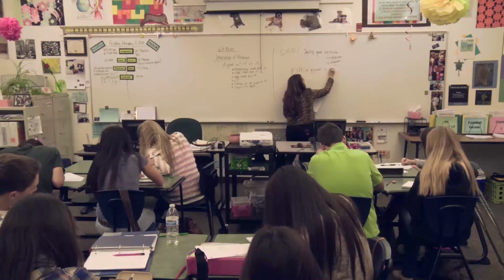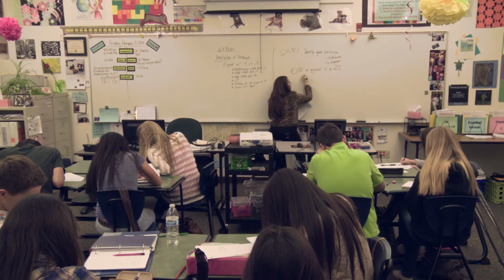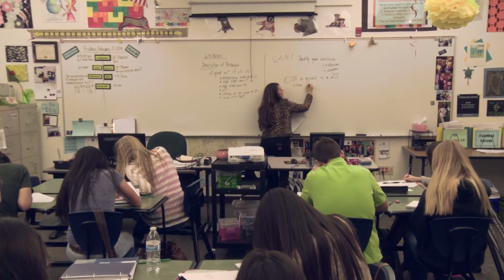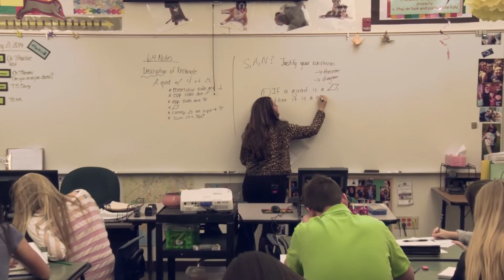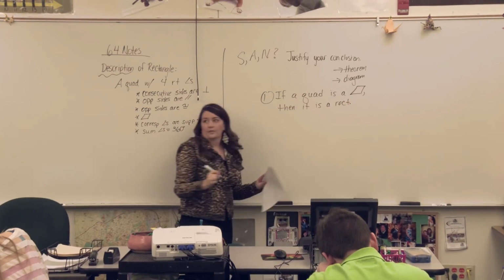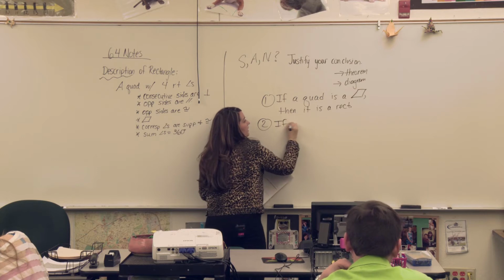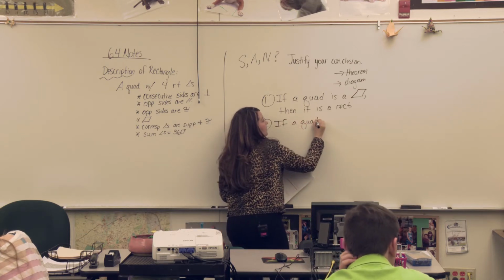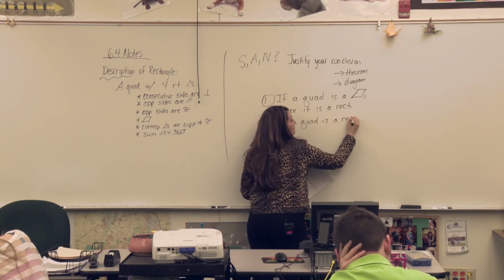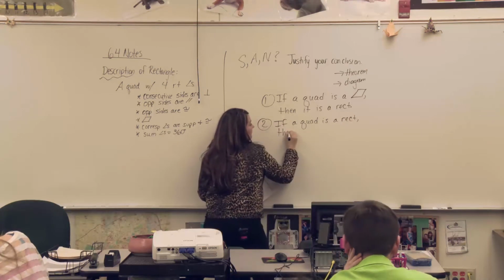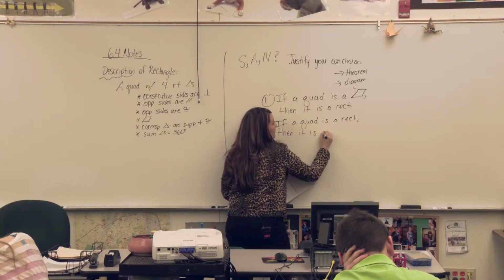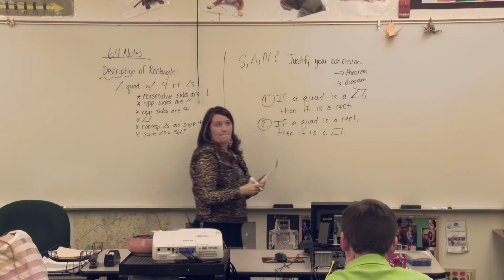If a quad is a parallelogram, then it is a rectangle. And the second one that you're going to look at is the converse of this. If a quad is a rectangle, then it is a parallelogram.